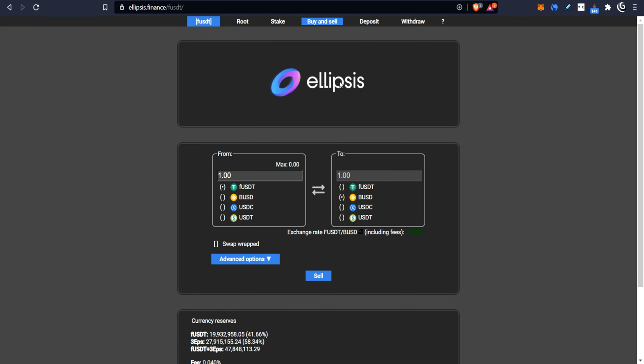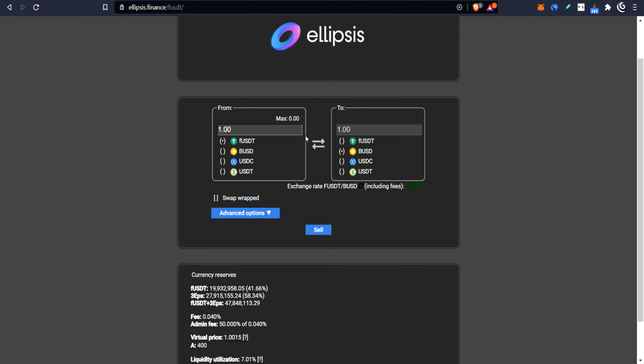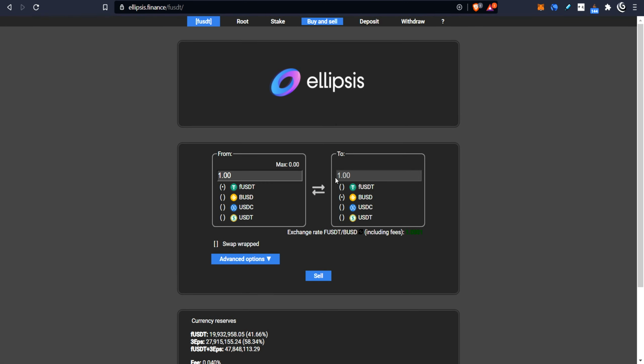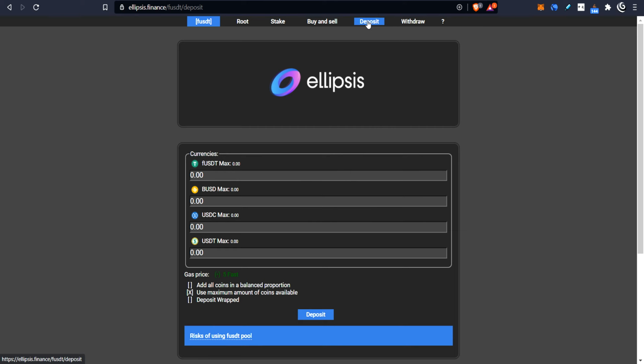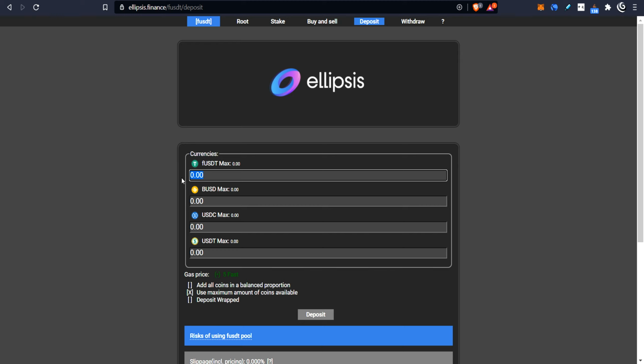So here we are in the pool, and here we could swap if we wanted based on this pool, or we could go to deposit and deposit the tokens that we had. Let's say we had some of these tokens, we could put 100 or 1000, and we could also put the maximum of the tokens you have in your wallet. I currently don't have any of them, so they don't show anything here.